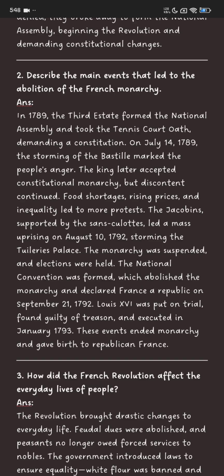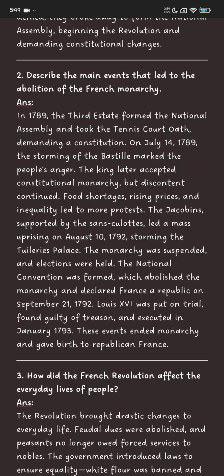The Jacobins, supported by the Sans-Culottes, led a mass uprising on August 10, 1792, storming the Tuileries Palace. The monarchy was suspended and elections were held. The National Convention was formed, which abolished the monarchy and declared France a republic on September 21, 1792.